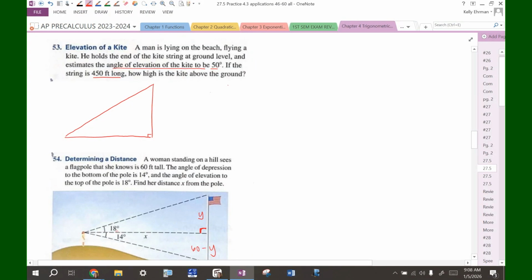The angle of elevation is 50 degrees. That's always down here by the ground. The kite would be flying diagonally, right? It's not going to be flying straight up from him. So the string is the hypotenuse, 450. And the question is, how high is the kite above the ground? So the kite's way up here, so that would be this distance here. Opposite and hypotenuse means we need to set up the sine of 50 degrees equals y over 450. And we'll multiply by 450 to get y.